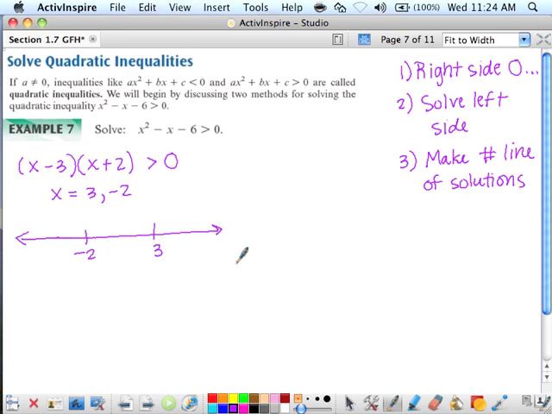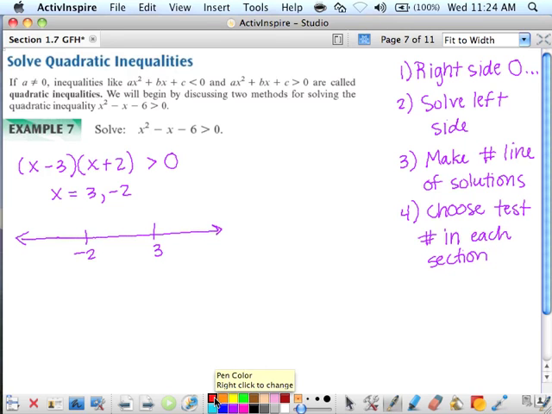We don't know which pieces to shade. We have to figure them out. So once you've divided your number line into different pieces, you need to choose a test number in each section of the number line. So that's your 4th step. Choose a test number in each section. And it can be any number you choose. So let's go ahead and choose those numbers.